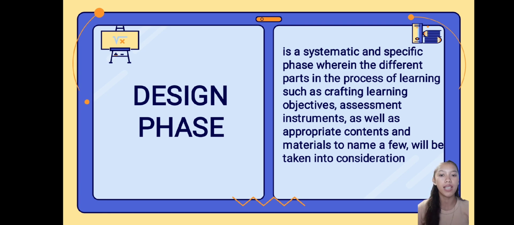The ADDIE model is a generic instructional design model. The design phase deals with learning objectives, also assessment instruments, exercises, contents, and even subject matter analysis. Additionally, the lesson planning and media selection. The design phase should be systematic and specific. The questions that would probably fit the design phase are, what are the objectives of each session or unit, and also, how will you assess the students?